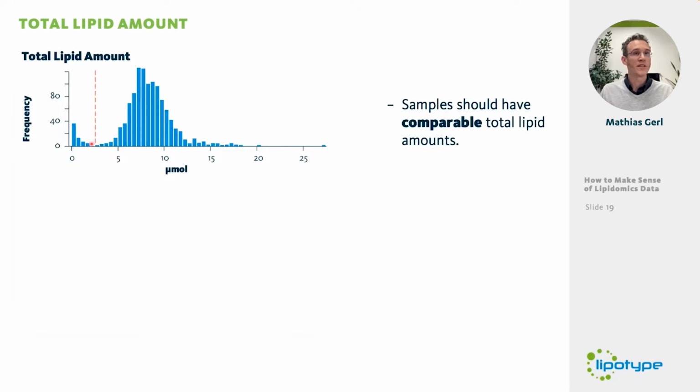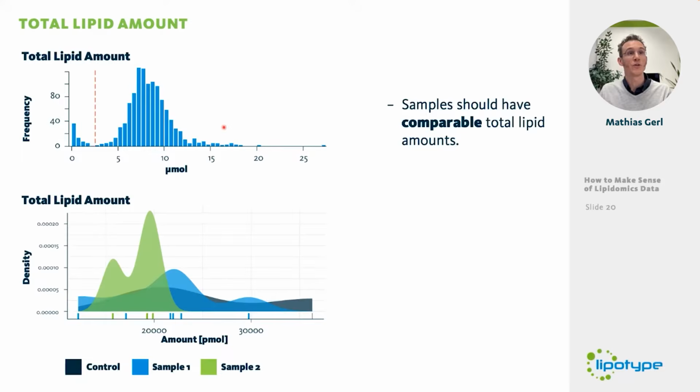And at that point we said, okay, this is plasma. This shouldn't actually be the case. This is probably an error. We need to discard them. On the other side here, as this is plasma, there are people who have really high lipid amounts, which is probably not healthy, but yeah, these people exist, so we should keep them in. That is one way of looking at these total lipid amounts and selecting your samples.